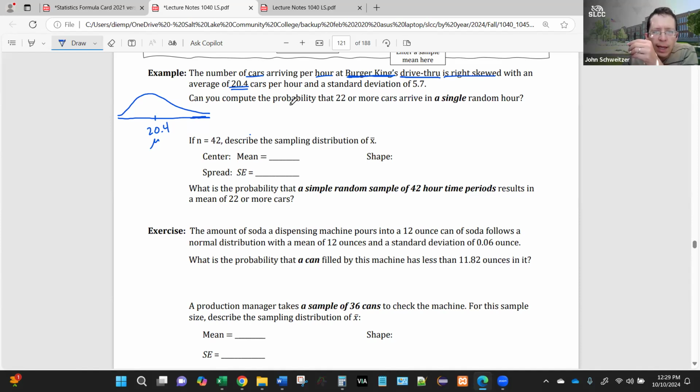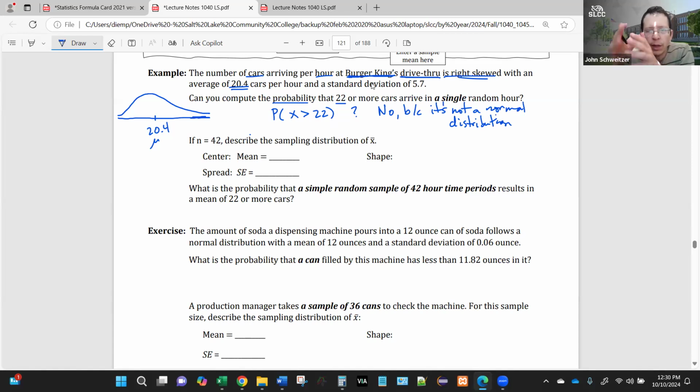And since it's not normal, we can't really answer probability questions like this. We're going to select one random hour and want to know the probability that the number of cars, which we could call X, in that hour is more than 22. Well, we can't compute it because it's not a normal distribution. How do we know it's not normal? Because it's right skewed.